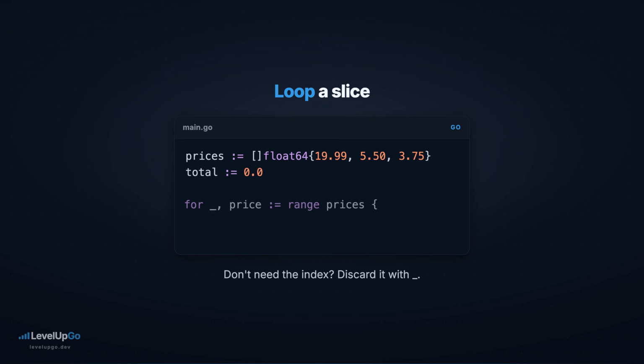And to loop over a slice, you do the same as you do on an array, so you use the for loop with the range keyword. If you don't want the index, you can just discard it with underscore.